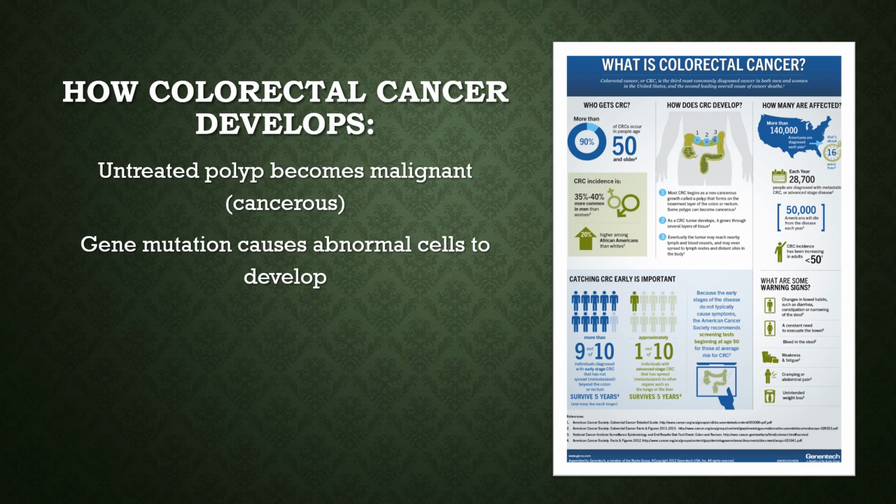Now, the other type is through gene mutation, and this is oftentimes through family history, where there's some problem in their genetic makeup that allows abnormal cells to develop and grow. And these oftentimes spread outside of the colon and sometimes can be a little quicker to develop.